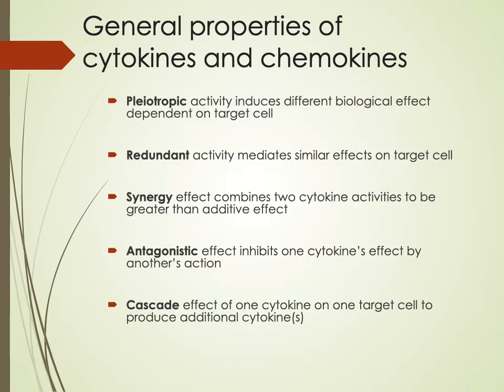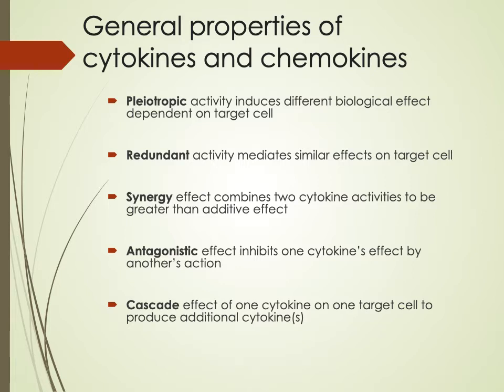The ways in which cytokines can affect neighboring cells can be termed in several different ways. I highly recommend looking at the next slide, or the figure 3-18, as I go through these definitions. So this is the text slide to accompany the next slide. Pleiotropic is where the cytokine or chemokine can have activity that induces different biological effects depending upon the target cell. So it can actually work on a number of different cells, and each cell could have a different function.